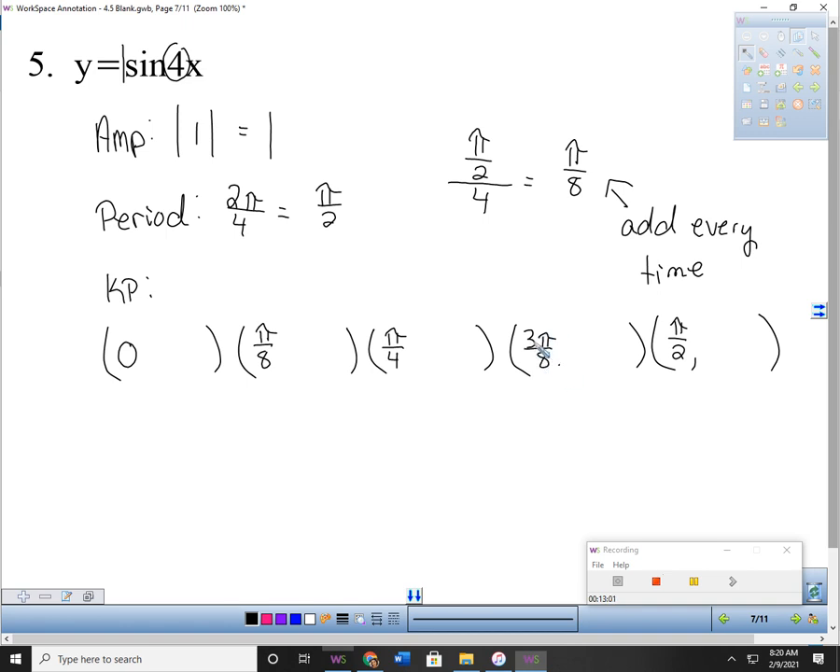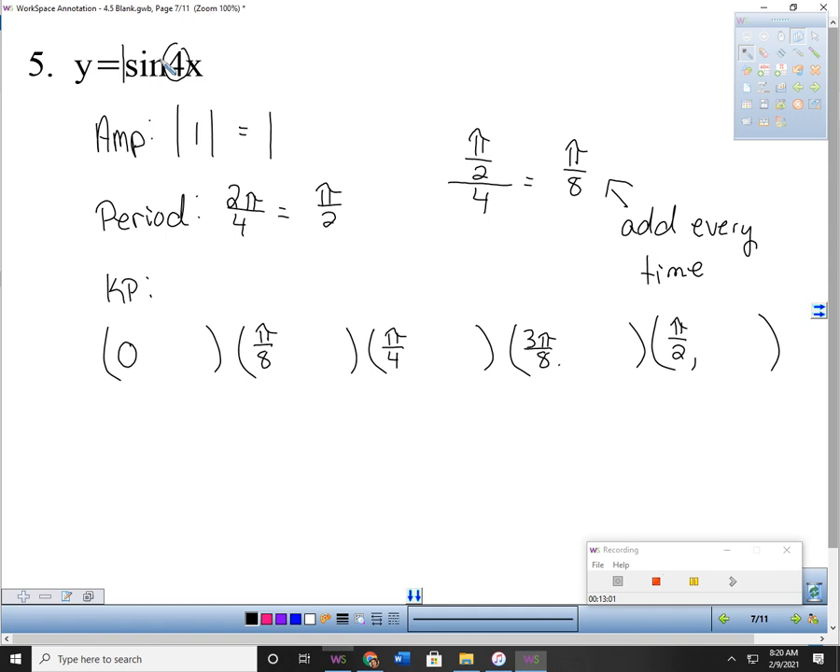And if you add another pi over 8, that would be 4 pi over 8, which is pi over 2. And if you have your calculator, you can literally just say 0 plus pi over 8, plus pi over 8, plus pi over 8, plus pi over 8. And you at least know where you should end, right? And that is a big thing to help out if you know where you should end.